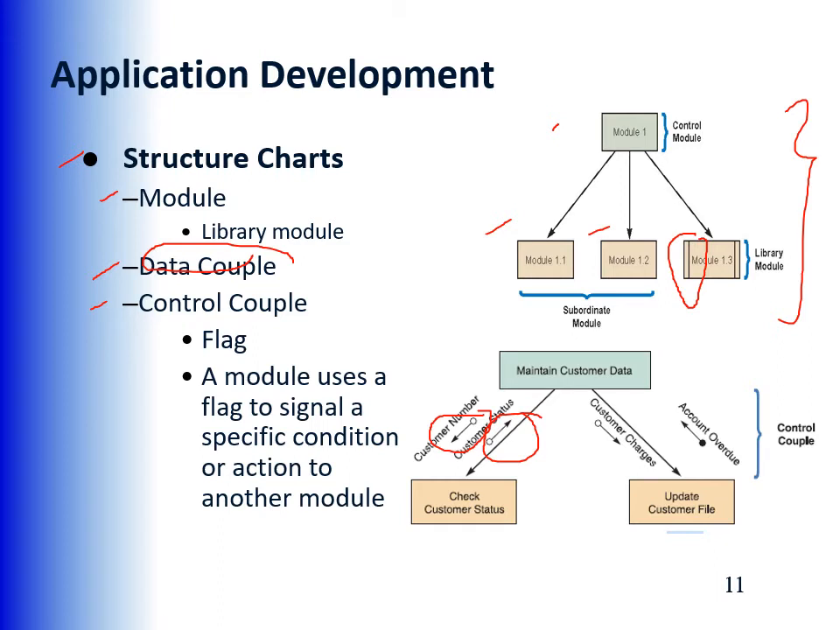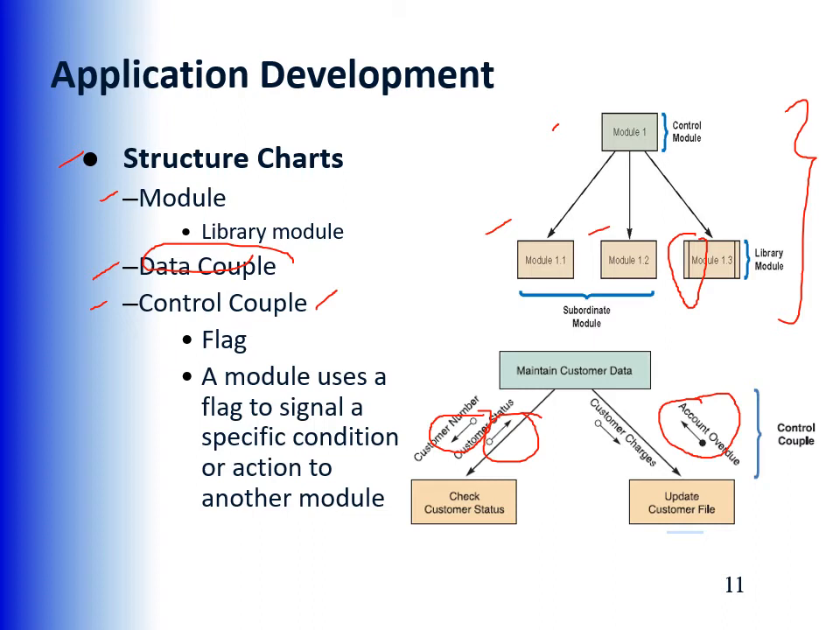Okay, now a control couple. A control couple shows a message which one module sends to another. It is also called a status flag. Basically, an arrow with a filled circle represents a control couple. This one. So a module uses a flag to signal a specific condition or action to another module, right?